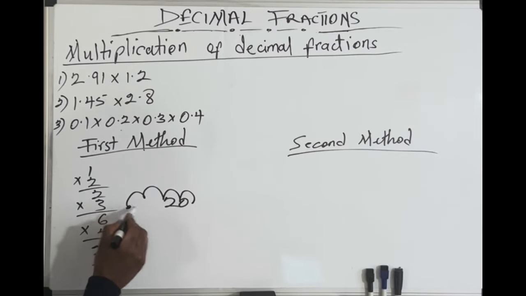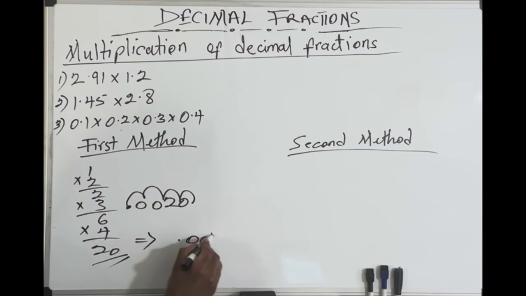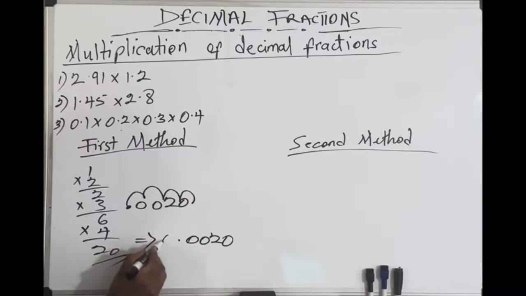The point will be here. 0, 0. So our final answer will be what? 0.0024. But then know that whenever there is nothing, you just replace it with 0. So the final answer will be 0.0024.